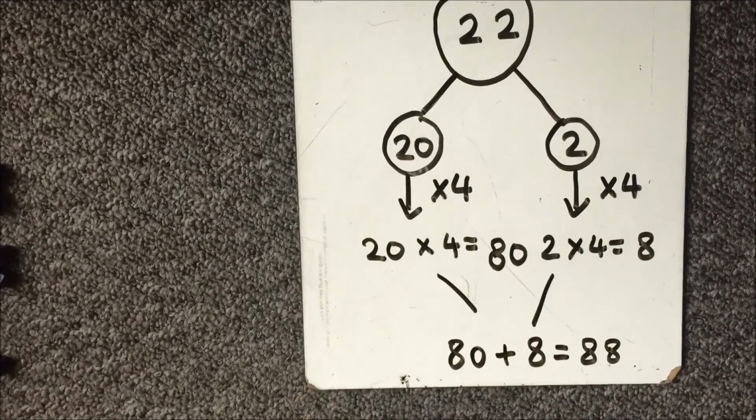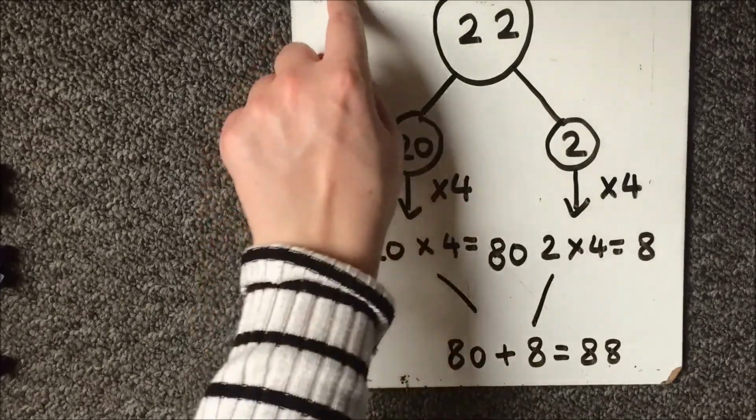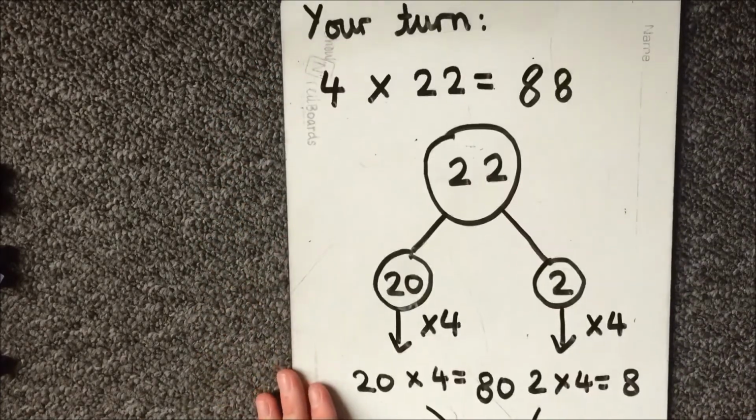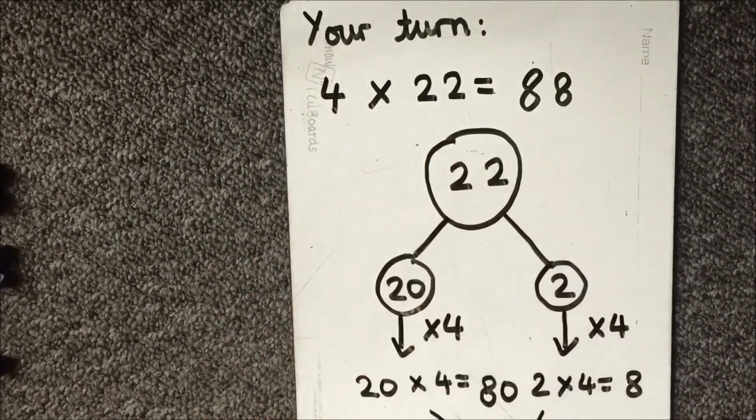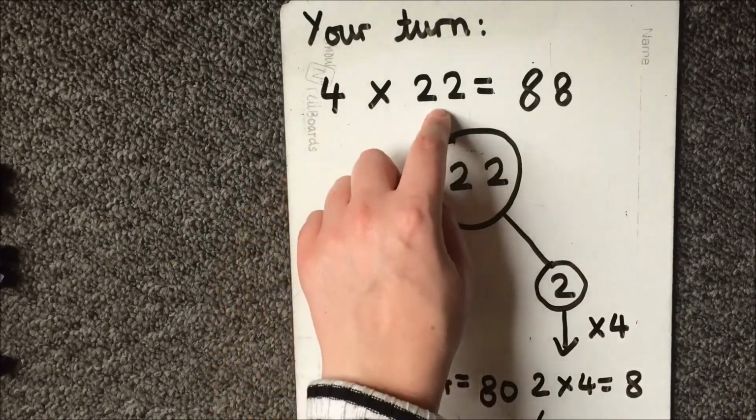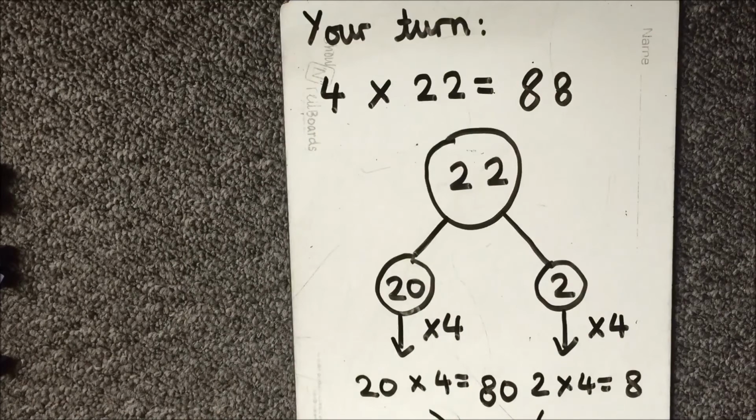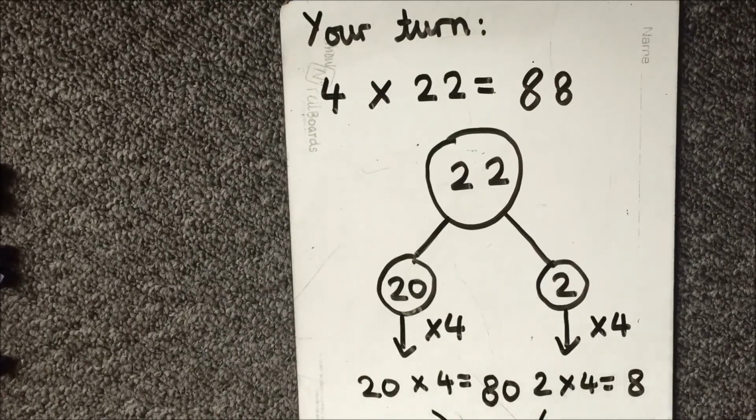Sorry about that, guys. Anyway, have a lovely weekend and I'll see you on Monday when we're going to be turning this into something else. Does anyone know any other methods that we can do 2-digit times 1-digit? There's an even quicker way. Have a think about it over the weekend. Bye for now.